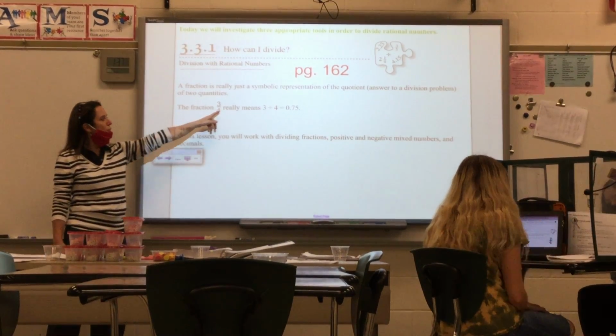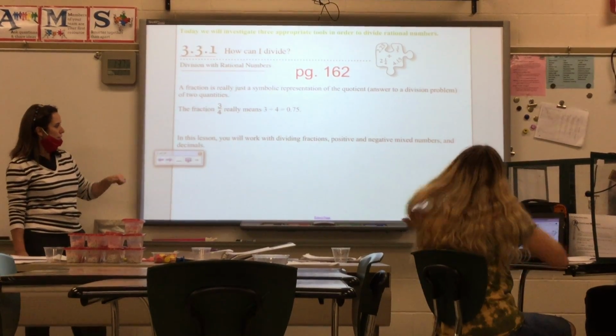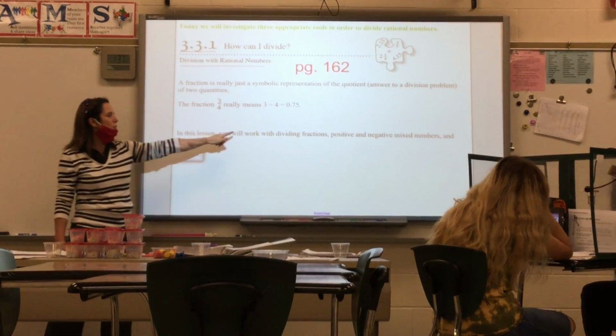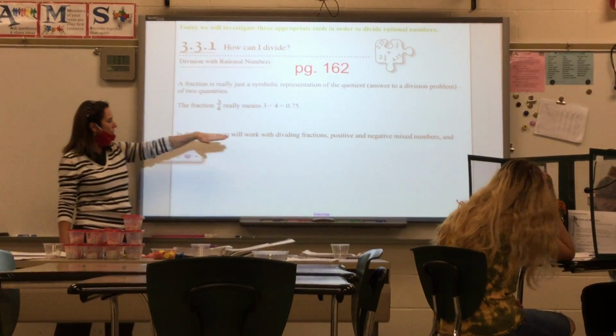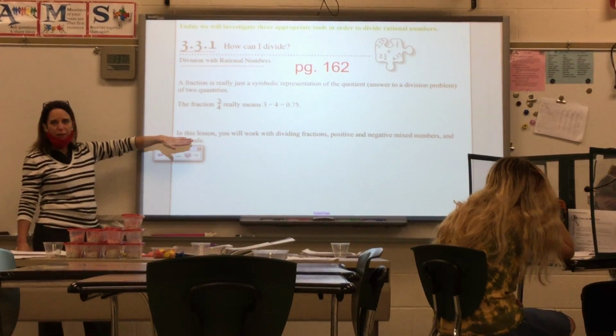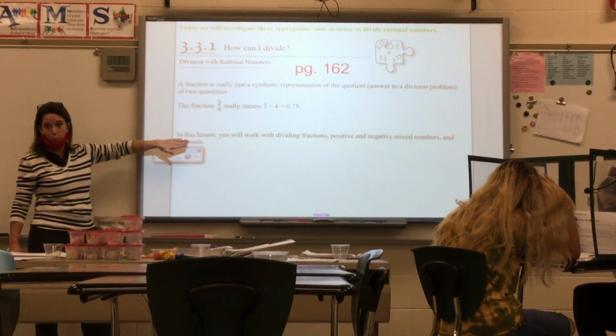The fraction 3/4 really means 3 divided by 4, which is equal to 0.75, or 75/100. In this lesson, you will work with dividing fractions, positive and negative mixed numbers, and it says decimals. We're probably not going to get to decimals today, but you will eventually get to decimals.